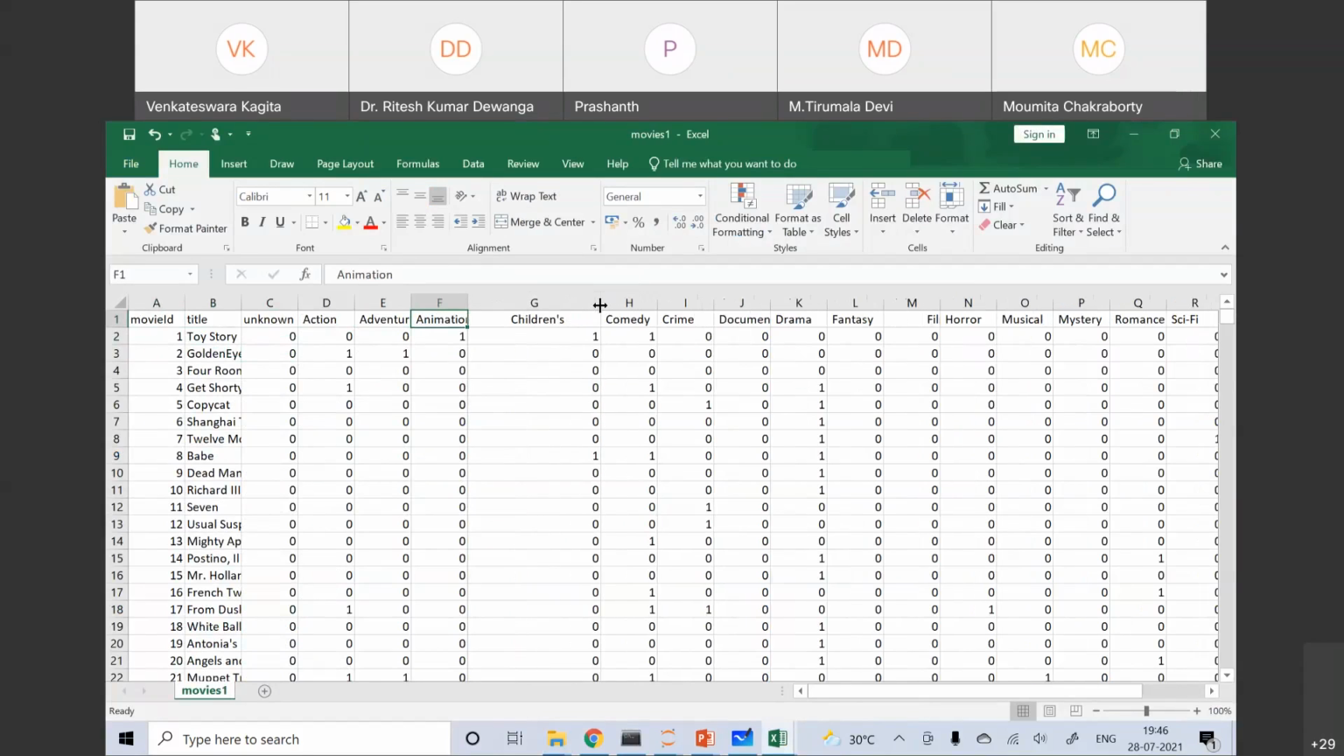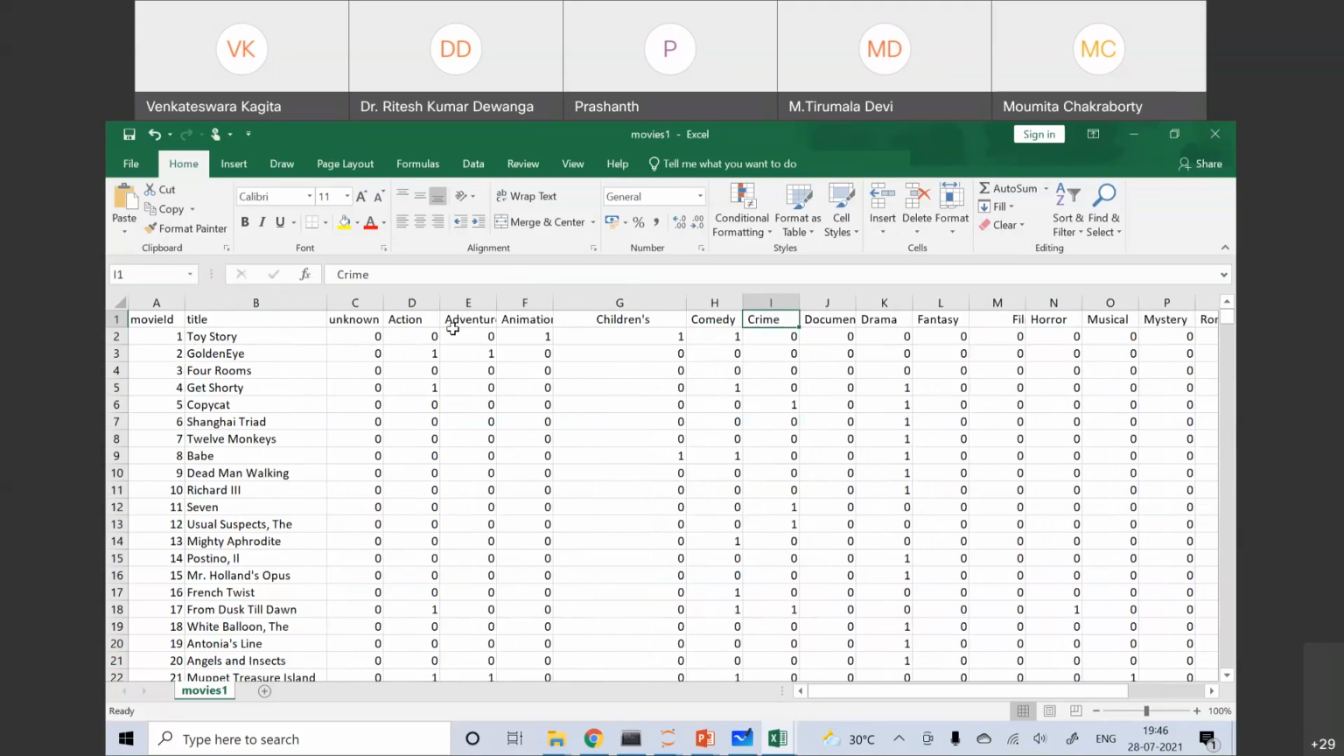So this is another feature: children's, whether it is applicable for children, whether children can see it or not. Comedy movie, crime or not. So these are the different genres of the movie. This is how the data looks. But we want just these titles and movie IDs. That is why he has taken the other data set.